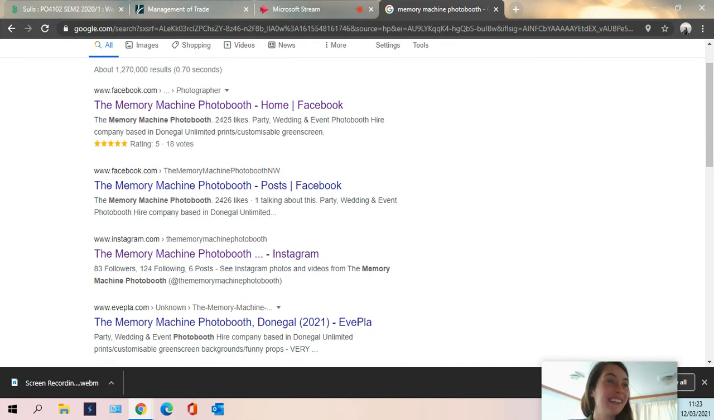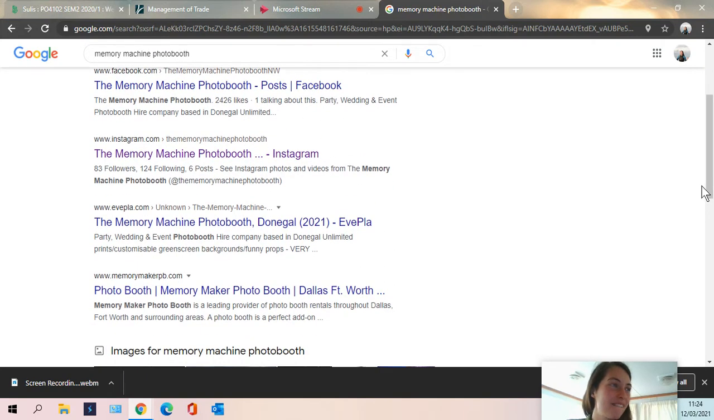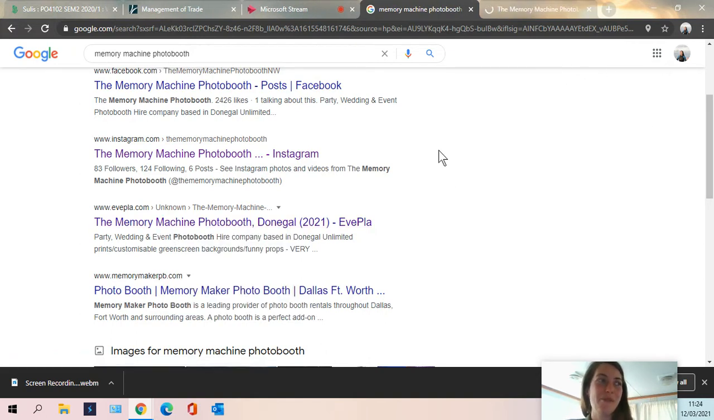Okay, anyway, third up on Google is on Instagram, the Memory Machine photo booth. That's us too. Fifth up on Google, I haven't looked at this, but it says the Memory Machine photo booth, Donegal 2021. This is eventplanner.com. So I don't know how they got my data. They just go to Facebook.